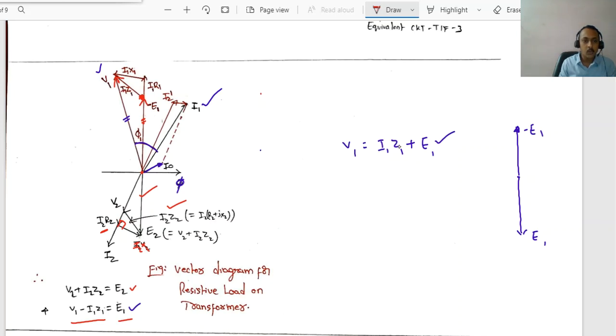Everything comes from these two equations only. If these two equations are familiar, then you can easily draw this diagram. Clear? Yeah. So this is if it is the resistive load, on the transformer, this will be the vector diagram, right?